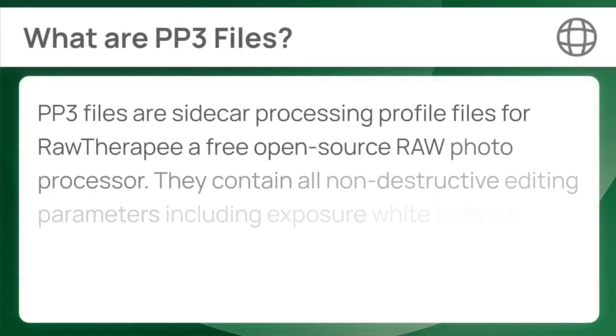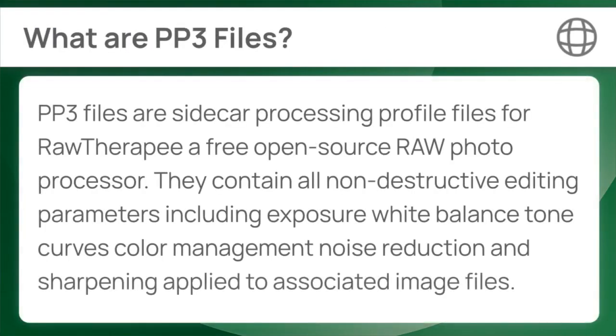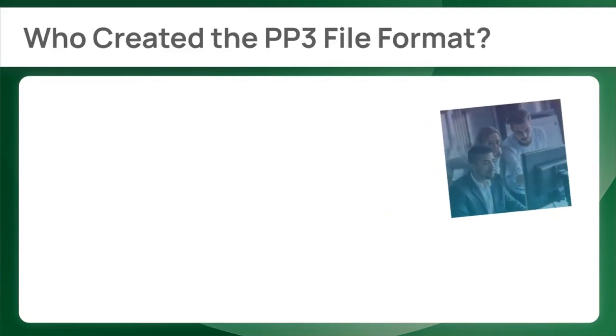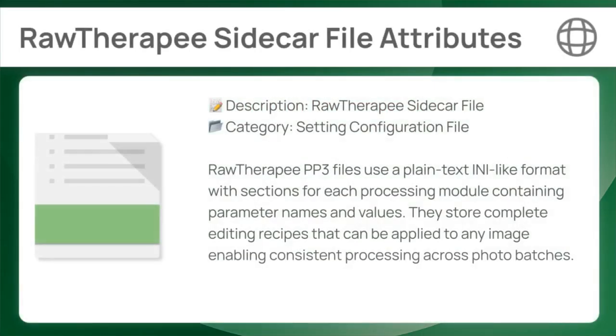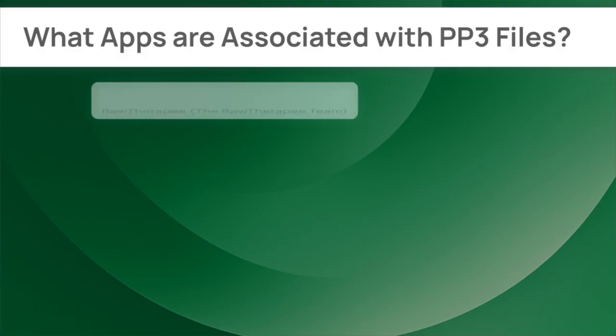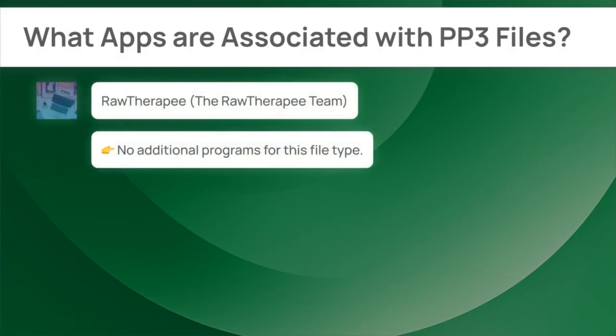PP3 files are Sidecar processing profile files for RawTherapee, a free open-source raw photo processor. They contain all non-destructive editing parameters including exposure, white balance, tone curves, color management, noise reduction, and sharpening applied to associated image files. RawTherapee PP3 files use a plaintext INI-like format with sections for each processing module containing parameter names and values. They store complete editing recipes that can be applied to any image, enabling consistent processing across photo batches. RawTherapee, developed by the RawTherapee team, serves as the industry standard application for PP3.